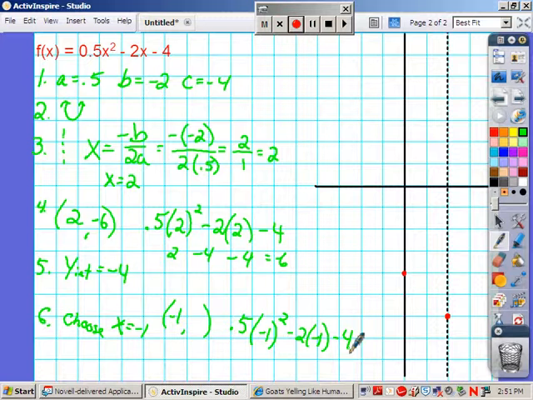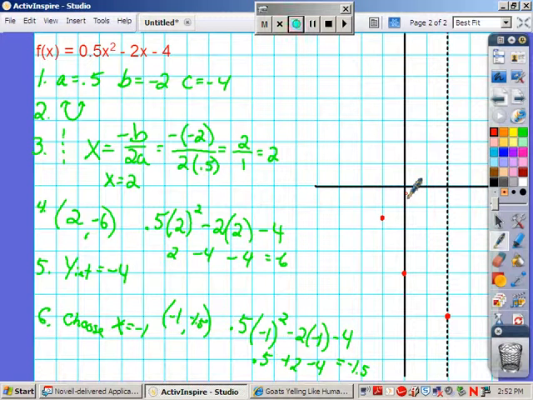Well, let's see, this time we have -1 squared, which is 1 times 0.5, so 0.5. This comes out to be a +2 minus 4. So in the end, I think I'm going to get -1.5 for that. This one is -1, -1.5. So I'll plot that point. Over 1 and down 1.5 would be right here.